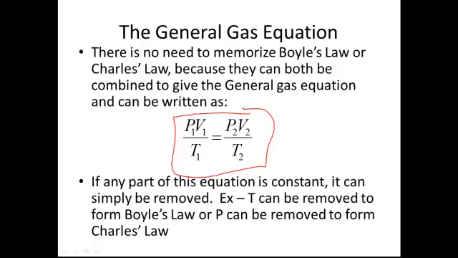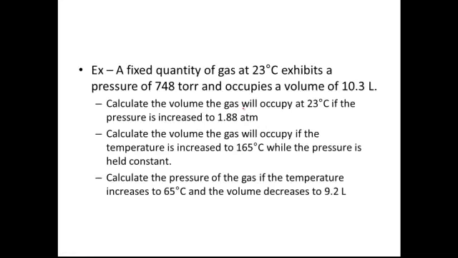It's really important that we read and understand really well what it is that they're asking us for when we're solving one of these problems. So let's take a look at one. It says a fixed quantity of a gas at 23 degrees Celsius exhibits a pressure of 748 torr and occupies a volume of 10.3 liters.